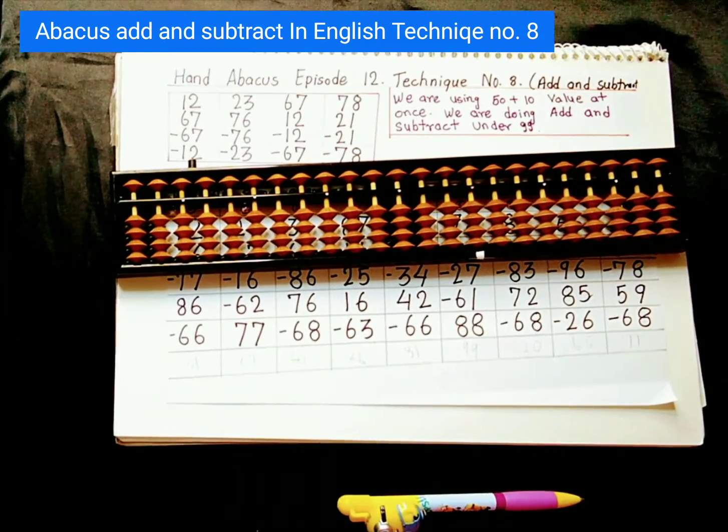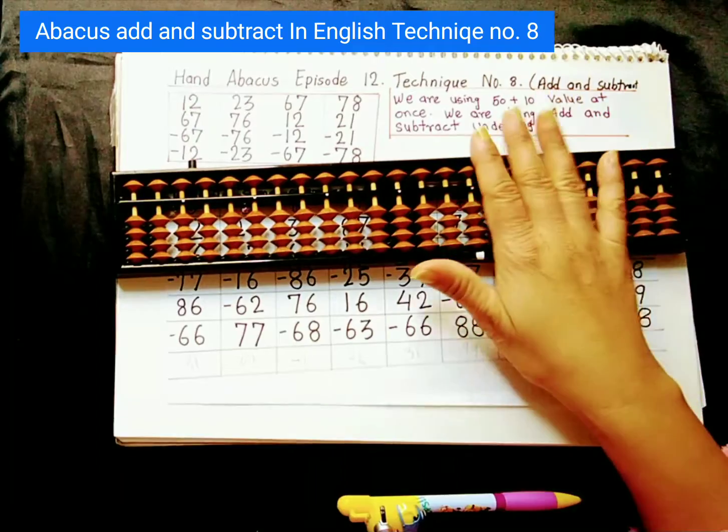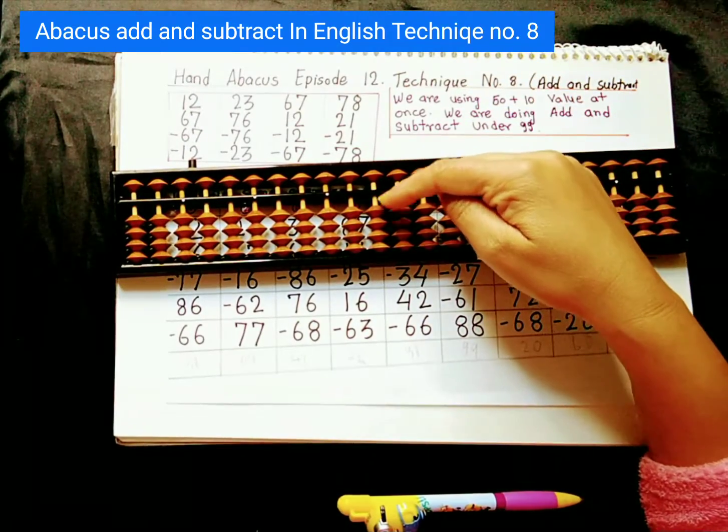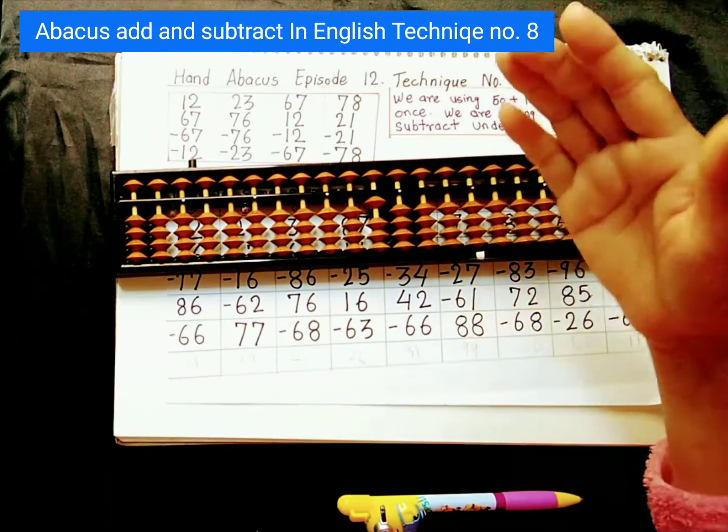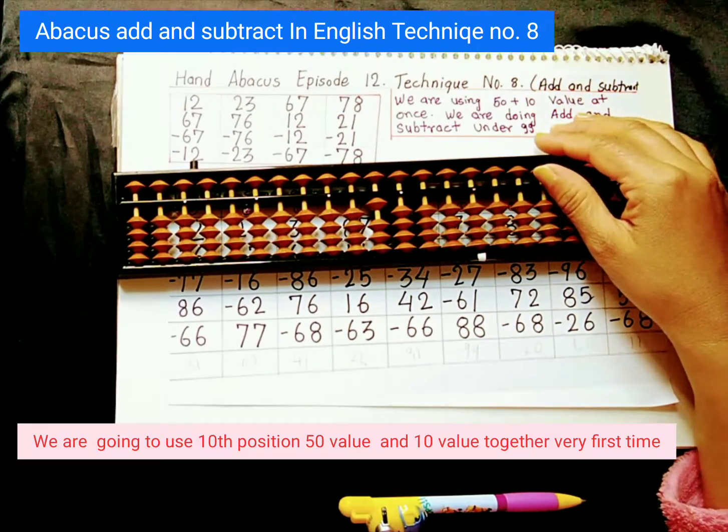We are doing addition and subtraction. Today I am going to use 50 value and 10 value together. This is technique number 8.